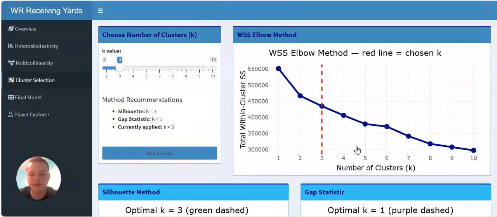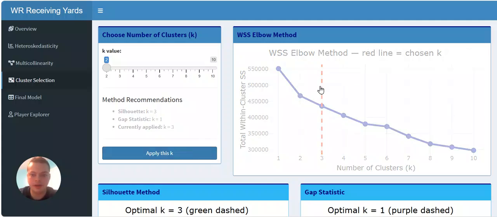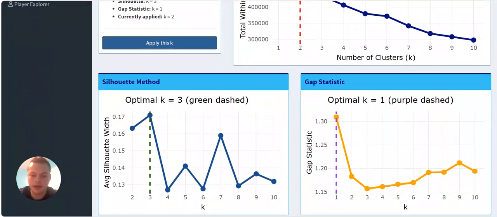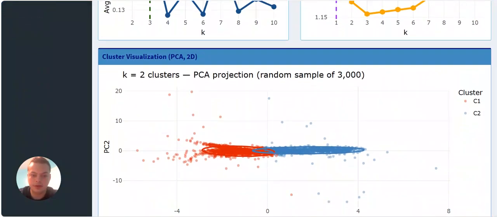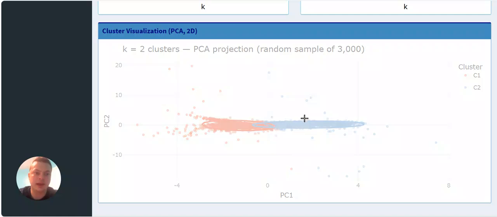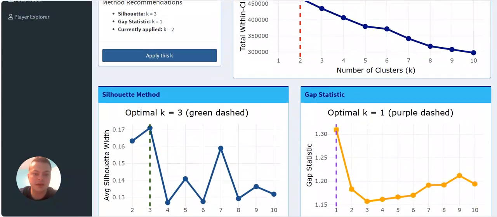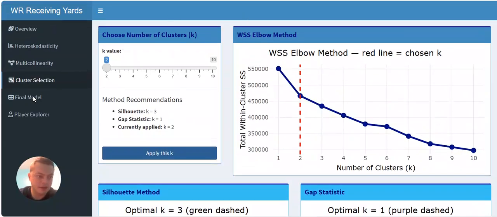However, I believe that based on these 3 tests, the optimal K should actually be 2. And then once you apply this K, you'll see the elbow method will have it shift over to 2, and now there will be 2 clusters, and it looks a lot more separate, and it looks a lot cleaner in my opinion. So I think 2 clusters is the best way to analyze this data set.